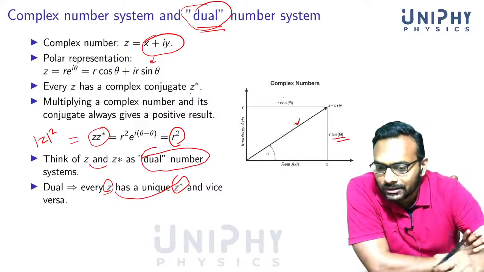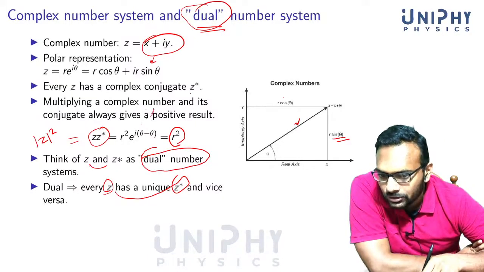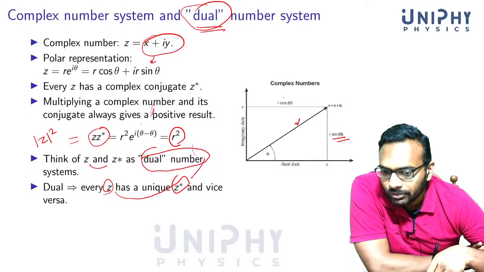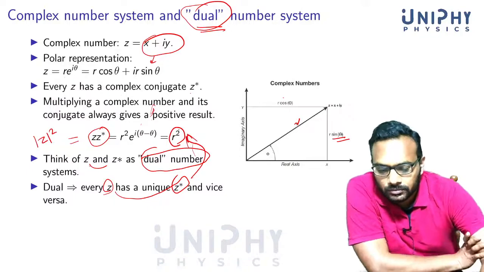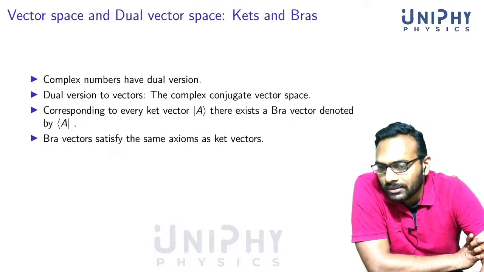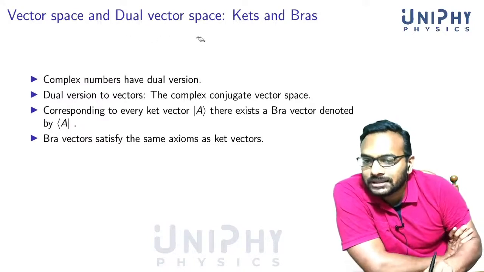You see that this dual is needed. The dual is needed to get a real number out of it. You get a real number using the dual. In much the same manner, you can talk about a vector space and a dual vector space.